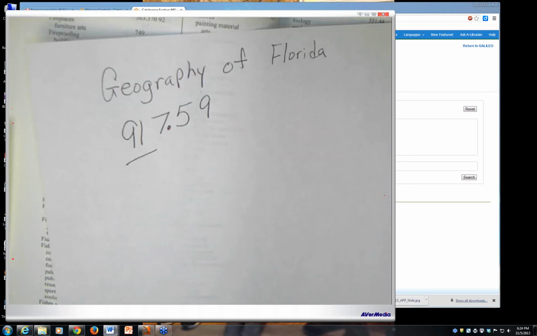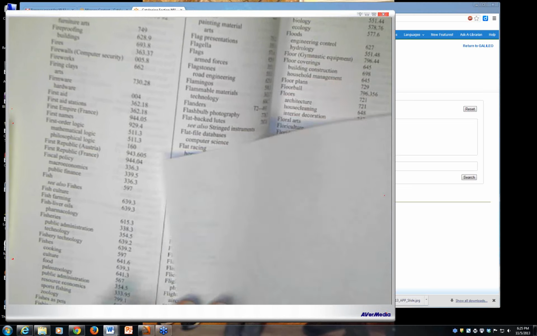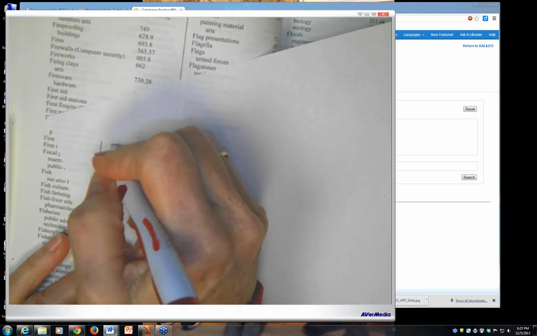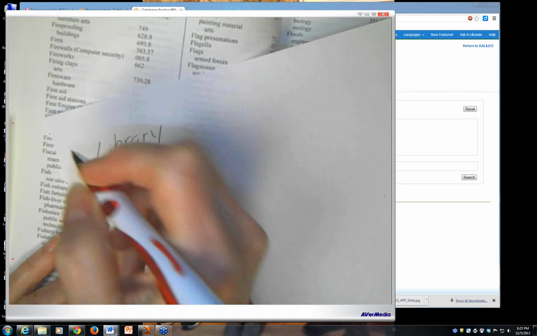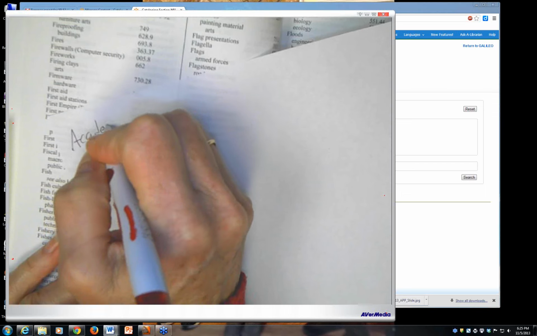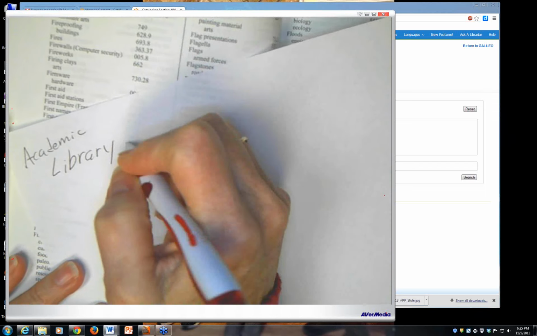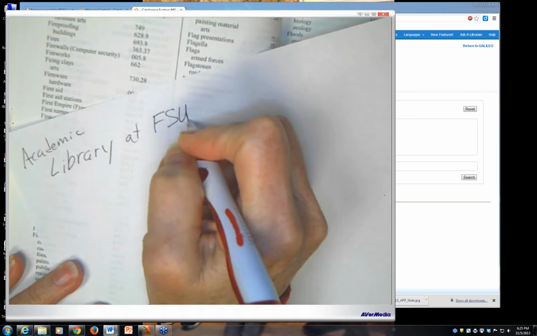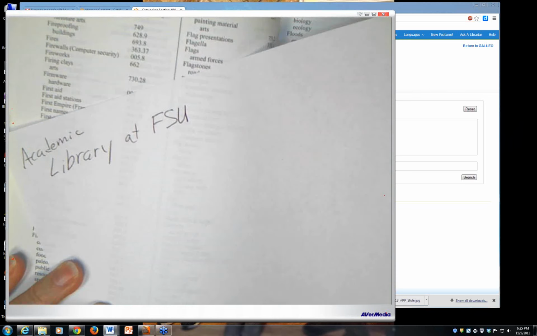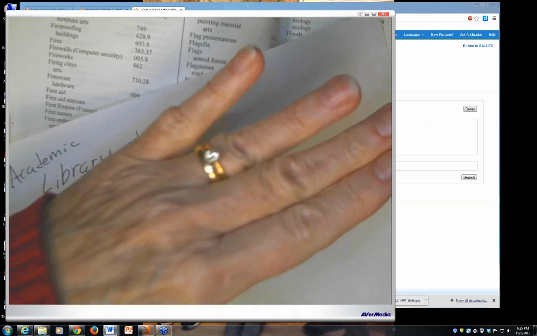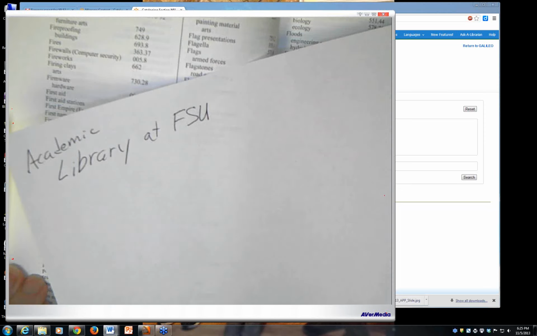Okay, let's move ahead. A second example. Somebody asked about the library question. Let's say it's the academic library at FSU. Florida State University is what I'm intending here, in case you're wondering about FSU. So instead of spelling that out, I'll put FSU, which will make my husband very, very happy. Library at FSU, Academic Library.